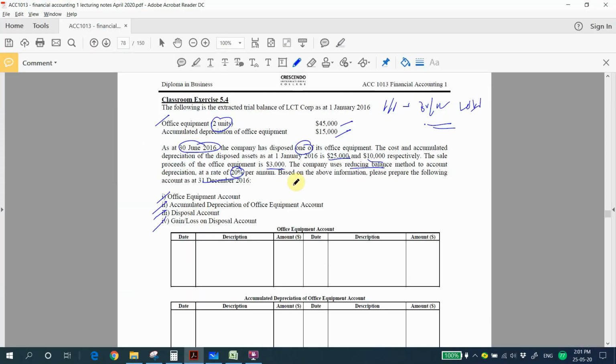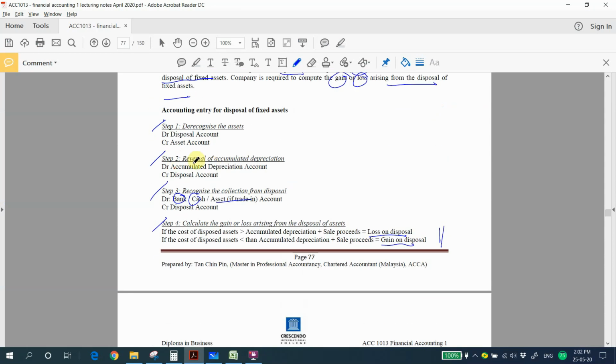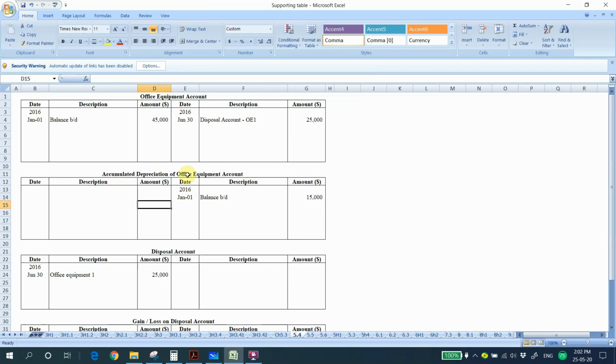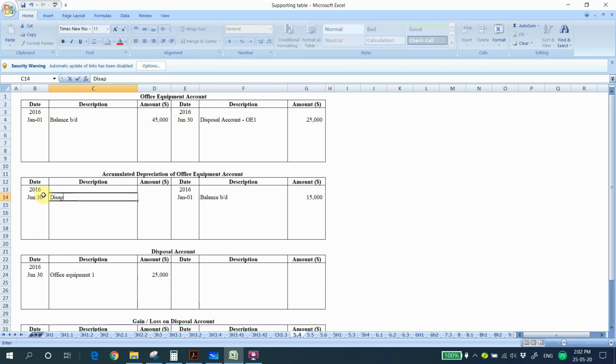Next, we adjust all the depreciation for the disposed asset. Step 2, reversal of accumulated depreciation. Similarly, on 30th of June 2016, we write disposal account. Just writing disposal will do. We write disposal, and this disposal is related to office equipment 1.